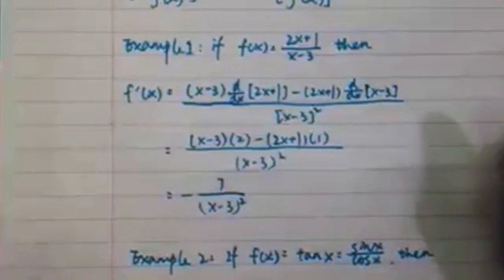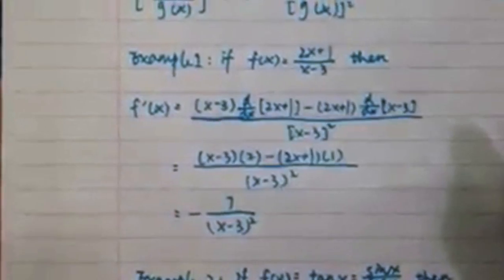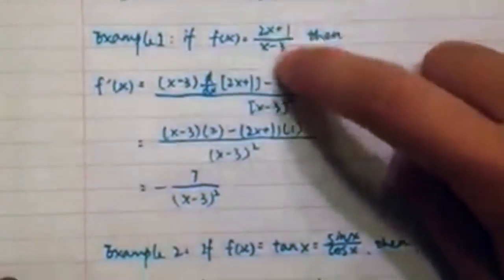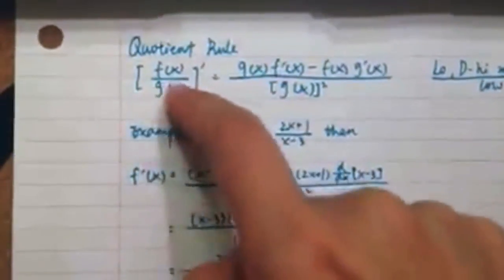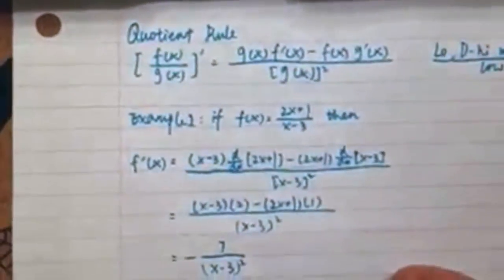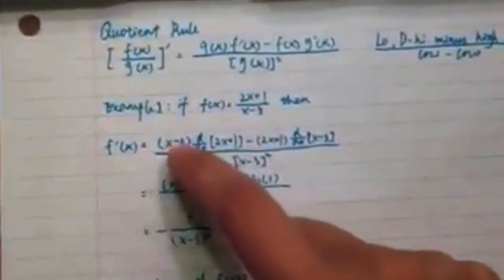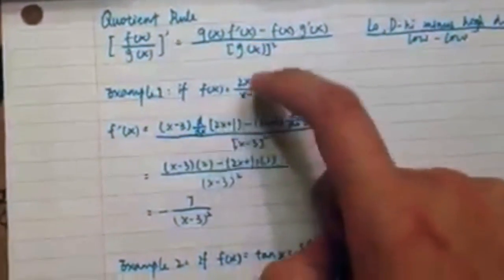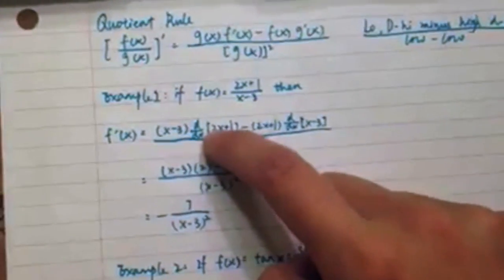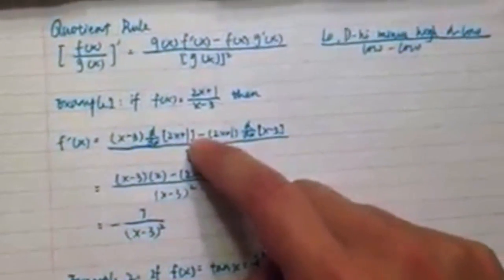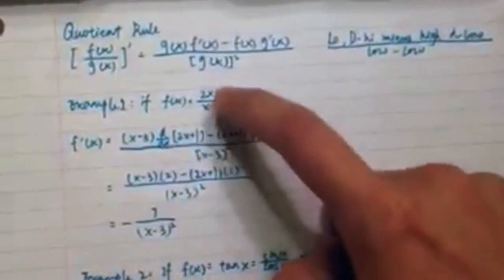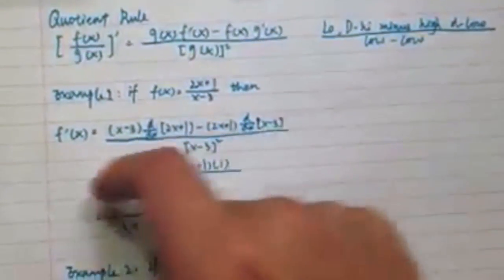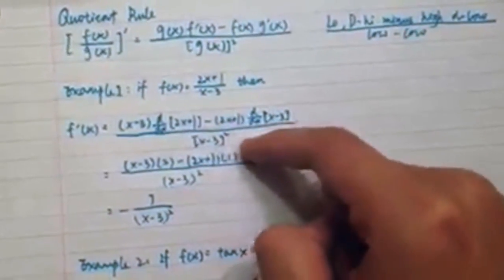Example 1: if f(x) is equal to (2x plus 1) over (x minus 3), how do we find the derivative of this? Looking at the formula we have above, we take low, which is x minus 3, times d high, the derivative of the higher term, which is the derivative of 2x plus 1, minus high, which is 2x plus 1, times d low, the derivative of the lower term, and over the lower term squared.